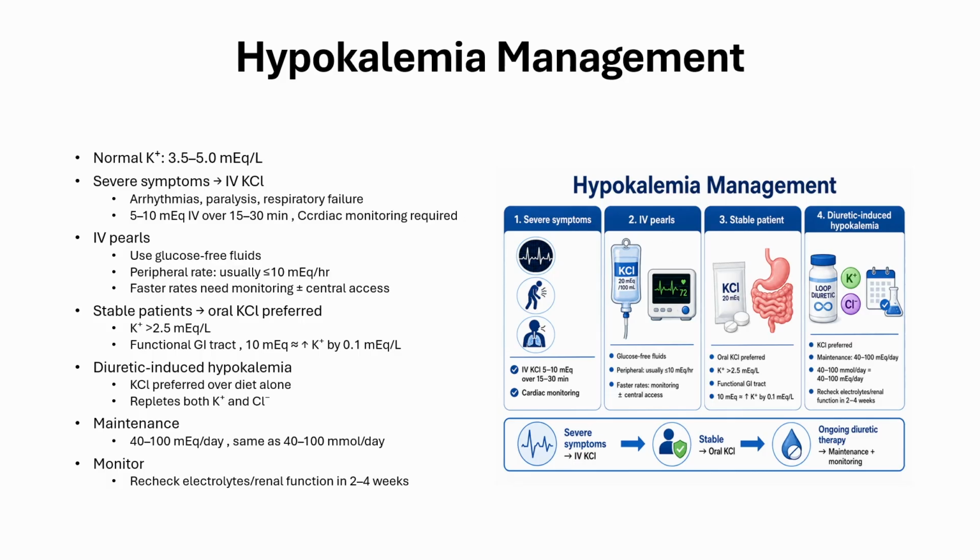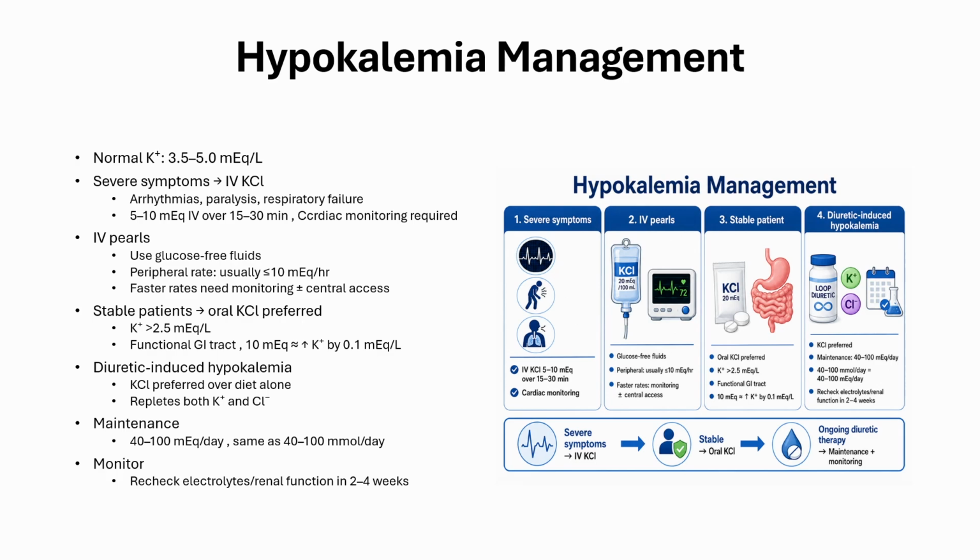In the US, potassium products are usually listed in milliequivalents. Because potassium is monovalent, 40 to 100 millimoles per day equals 40 to 100 milliequivalents per day. When choosing oral formulations, liquid or effervescent preparations are preferred because tablets carry a small risk for GI ulceration. Potassium-sparing diuretics are more effective than oral potassium supplements at correcting and preventing diuretic-induced hypokalemia.